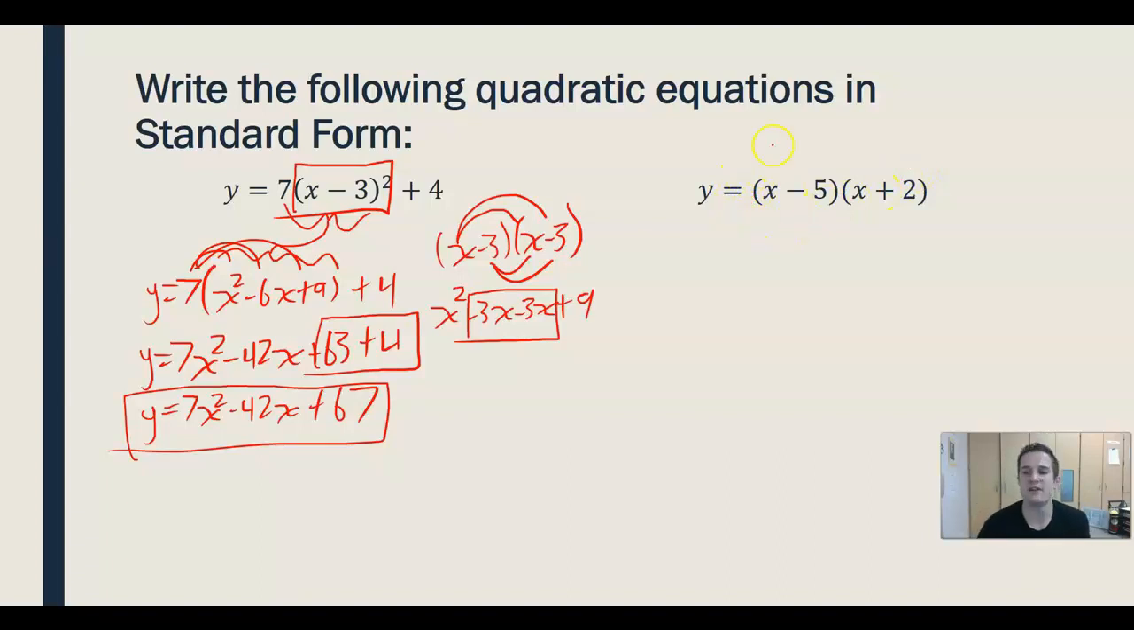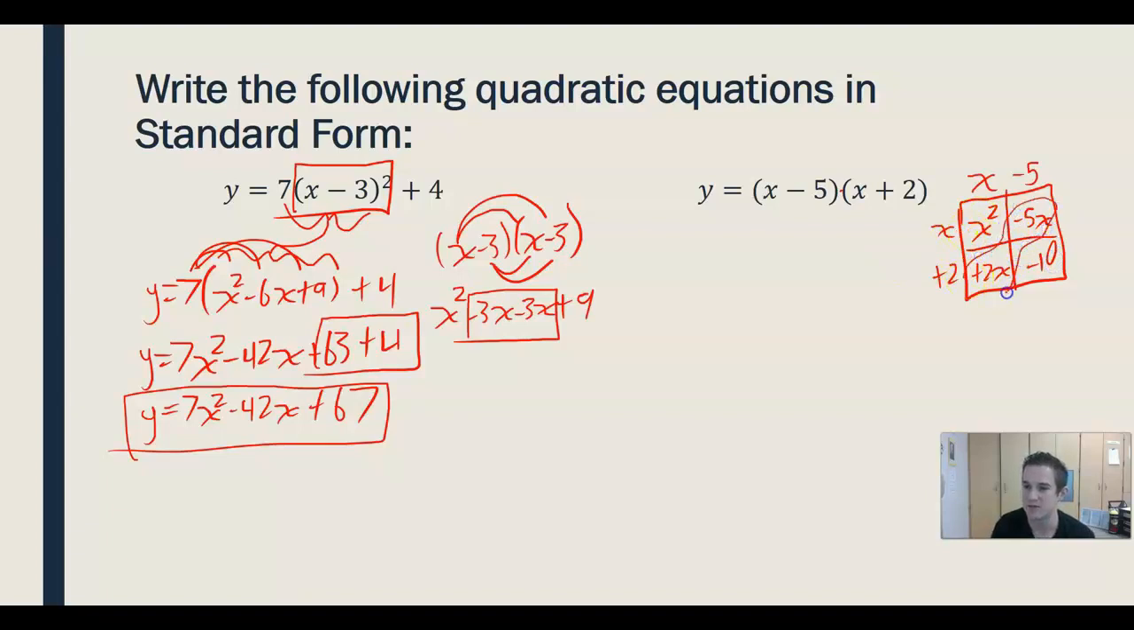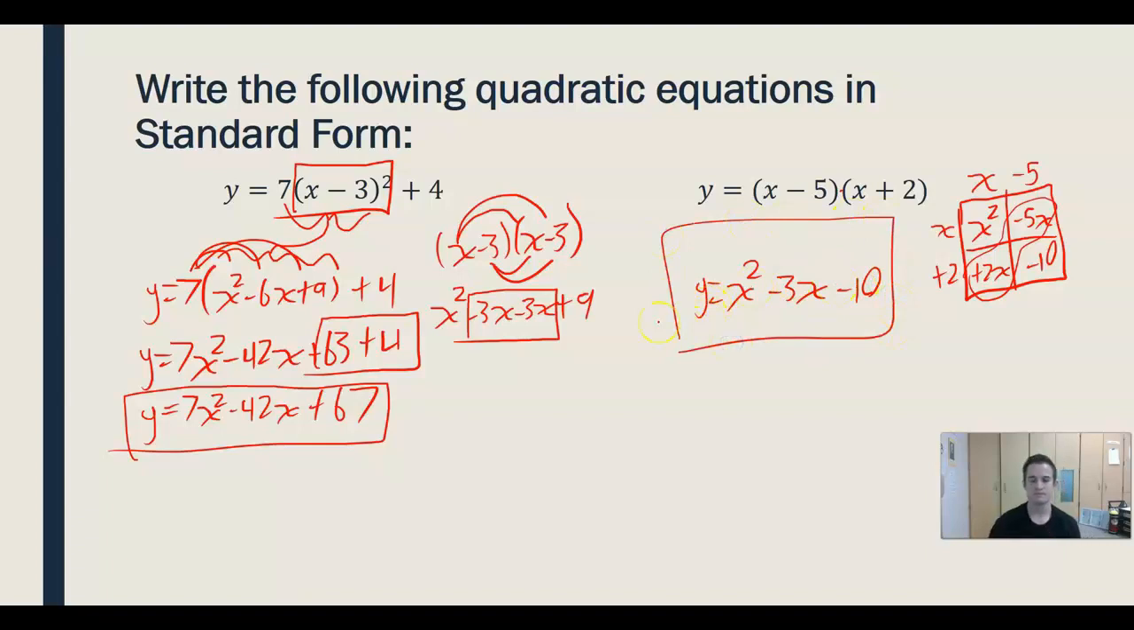Okay, this one right here is in factored form, so the factors are being multiplied together, so let me go ahead and do that. This one I'm going to do the box method. I have x minus 5 and x plus 2: x squared, negative 5x, positive 2x, negative 10. Then combining my like terms here, I get x squared minus 3x minus 10. That's it. That's my final answer.